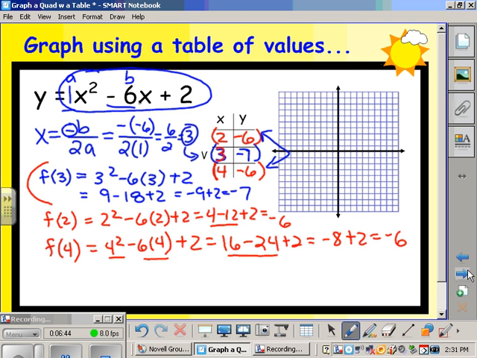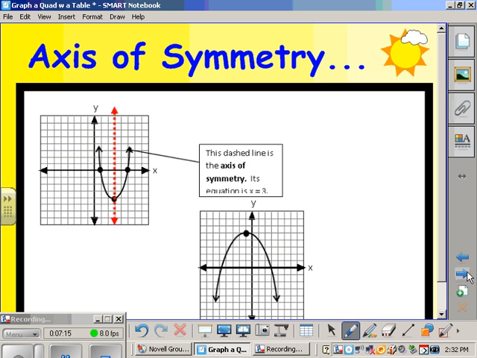So now we're going to graph these points. I'm going to start with the vertex. So 3, negative 7 is right here on your graph. Then you're going to graph 2, negative 6, which is right here, and then 4, negative 6. So notice it's symmetrical. So then from there, I could either find 2 more points, or I can at least graph this, which is a little more precise than what we've been doing prior to this. Okay, let's look at the next slide.